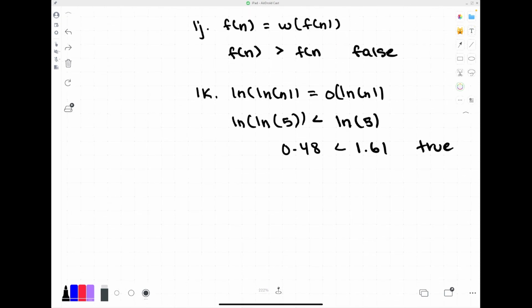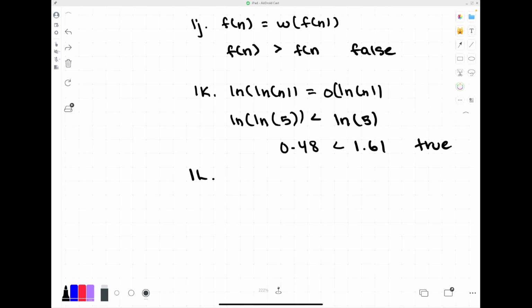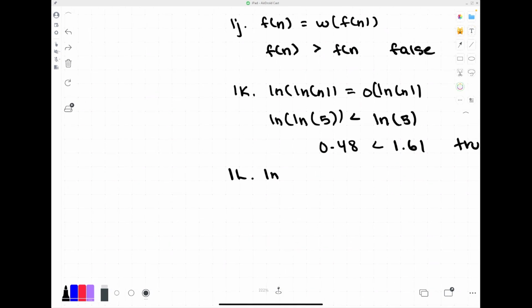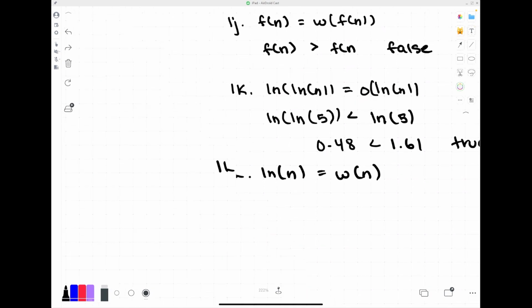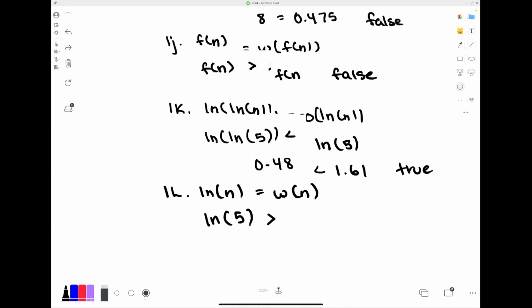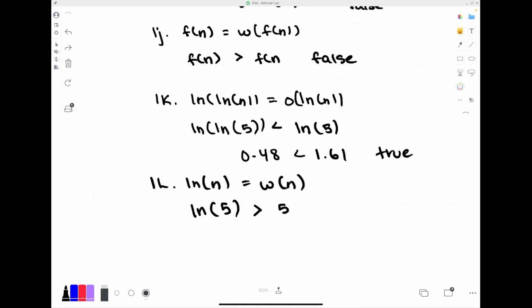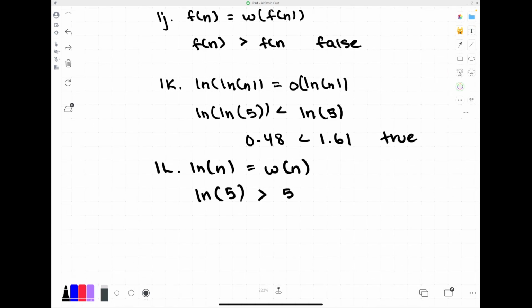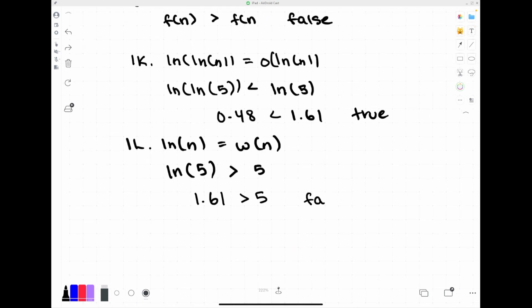Okay, so now we can go over 1l. I'm going to write that like this. ln of n is equal to little omega n. So ln of 5 and little omega is greater than. So is ln of 5 greater than 5? ln of 5 is approximately equal to 1.61, and this is false because that is not true.